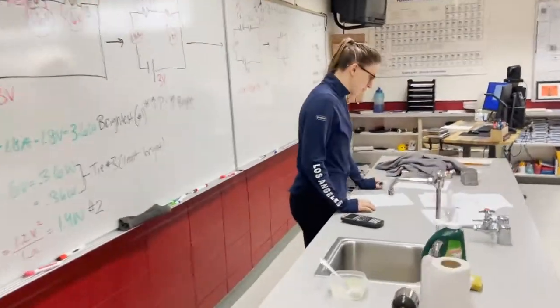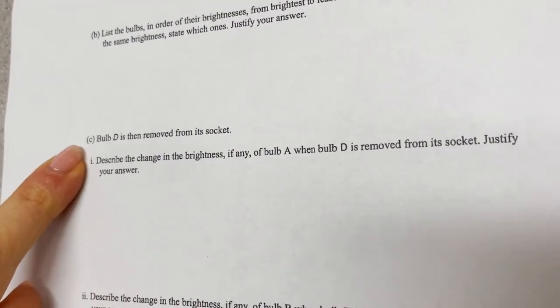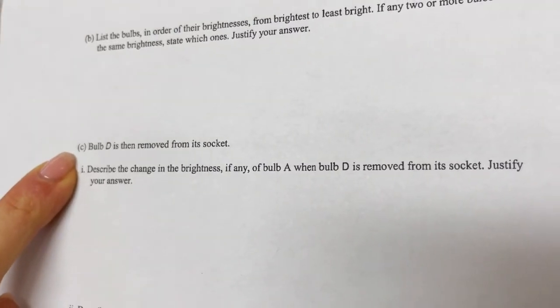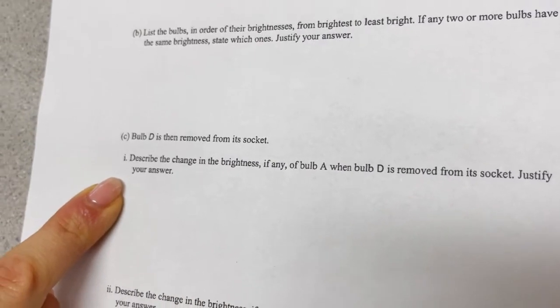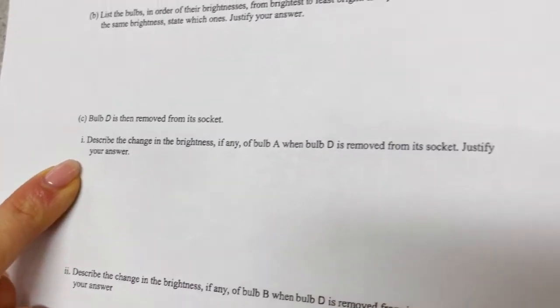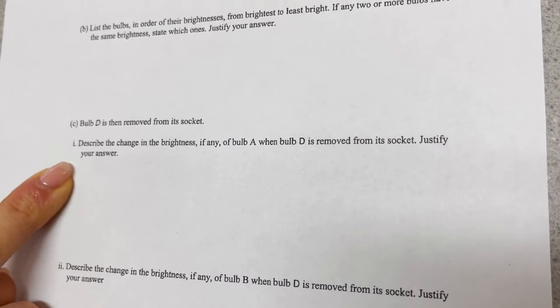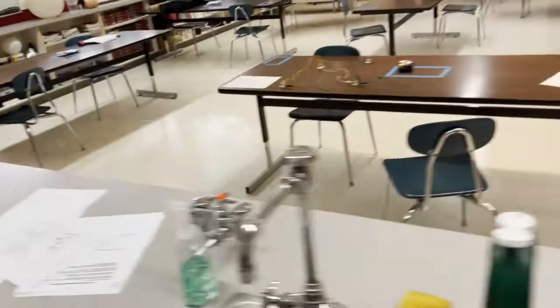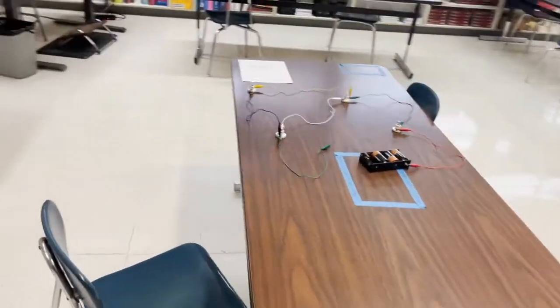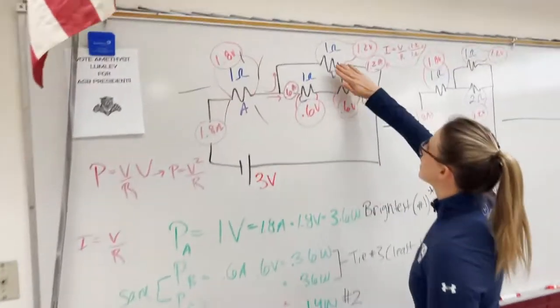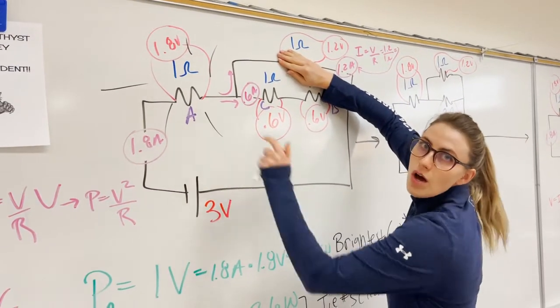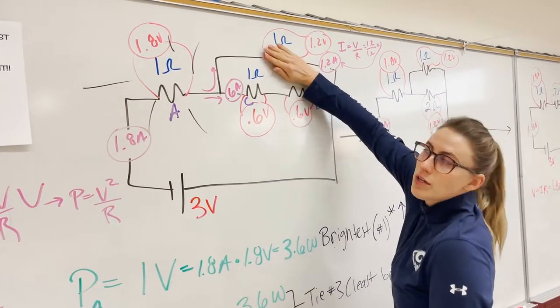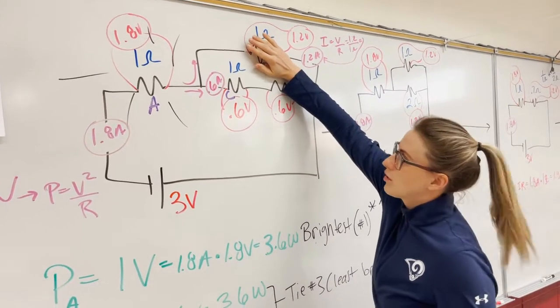So the next part says: C. Bulb D is then removed from its socket. Describe the change in brightness, if any, of bulb A when bulb D is removed from its socket. Justify your answer. Okay, so let's look at our diagram first, quick. So we want to know, if we unscrew this, how is that going to affect this? We'll talk a little bit before we let you go to work on it.